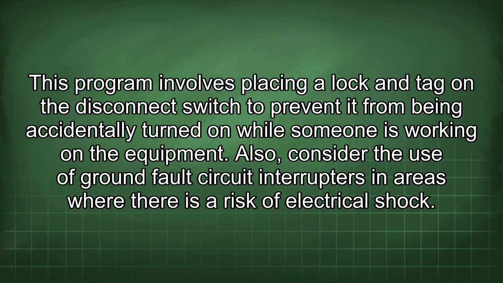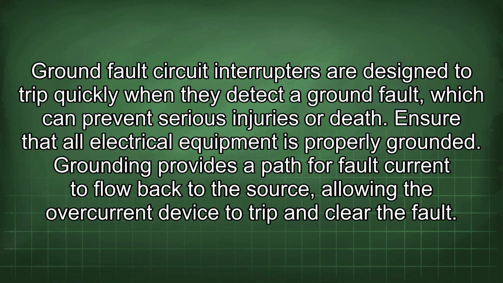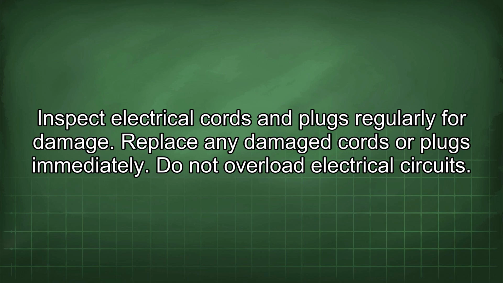Also, consider the use of ground fault circuit interrupters in areas where there is a risk of electrical shock. Ground fault circuit interrupters are designed to trip quickly when they detect a ground fault, which can prevent serious injuries or death. Ensure that all electrical equipment is properly grounded. Grounding provides a path for fault current to flow back to the source, allowing the overcurrent device to trip and clear the fault. Inspect electrical cords and plugs regularly for damage. Replace any damaged cords or plugs immediately.